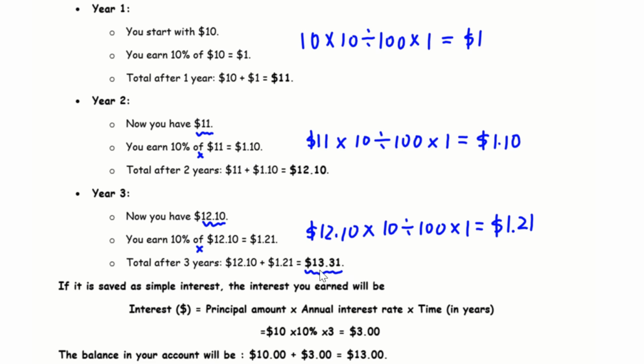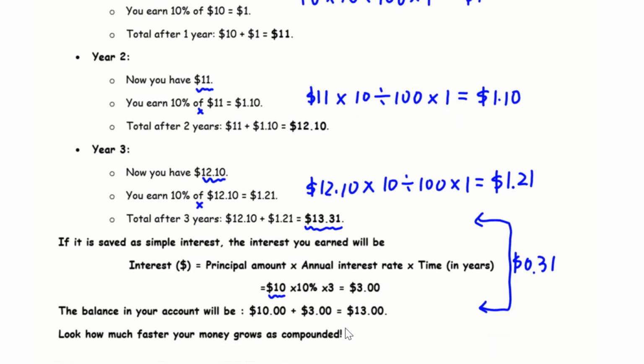That is the balance in your account based on compound interest. If it is saved as simple interest, then we always take 10% of $10, the money you invested at the very beginning, times the number of years, which is 3 years. So you have $3 in interest. Then you add it together and the balance in your account is $13. So compared to simple interest, with compound interest you are going to have 31 cents more.